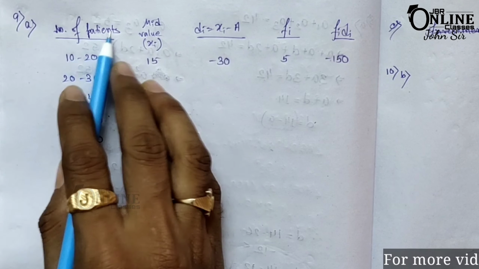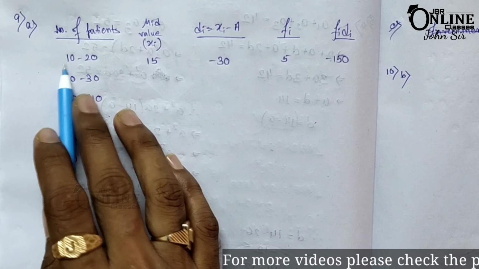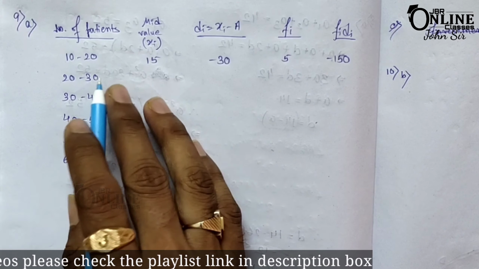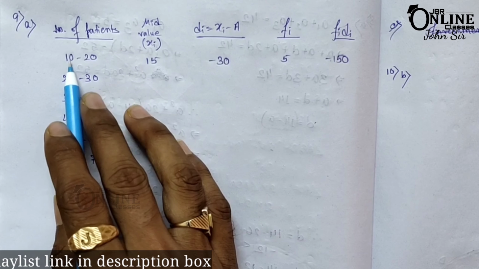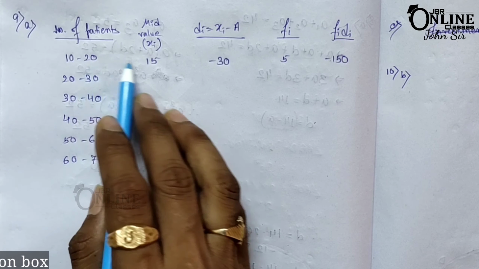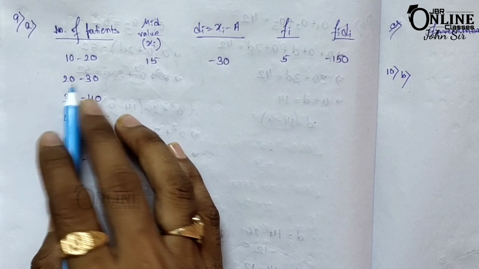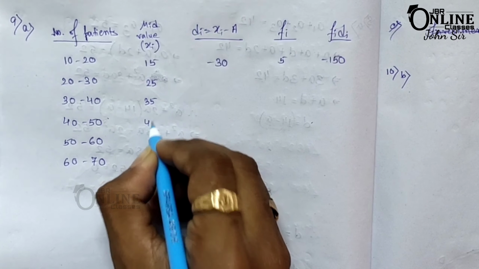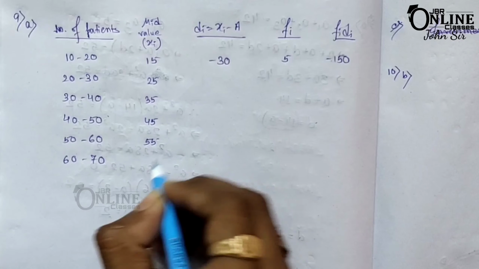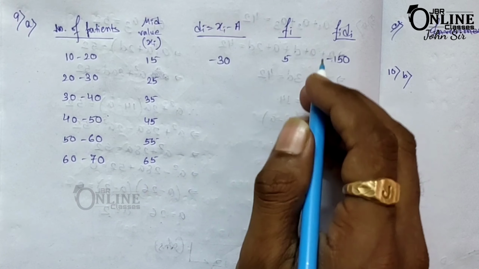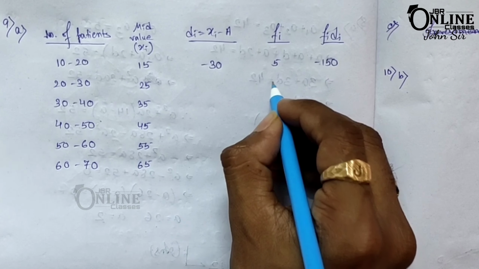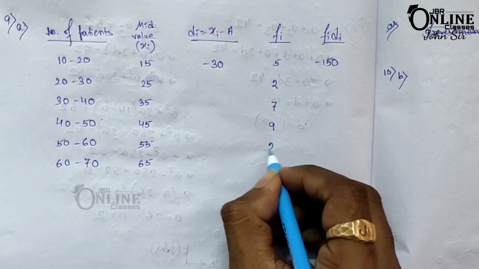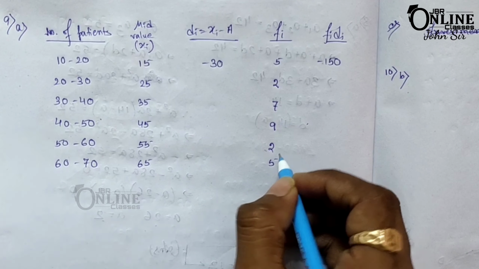So first, here the number of patients and here the class intervals: 10 to 20, 20 to 30, 30 to 40, up to 60 to 70. Okay. So first you have to find out the mid value. From 10 to 20 the mid value is 15. After that 20 to 30 mid value 25, then 35, 45, 55 and the last one 65, and the given frequencies are 5, then 2, then 7, 9, 2 and the last one is again 5.